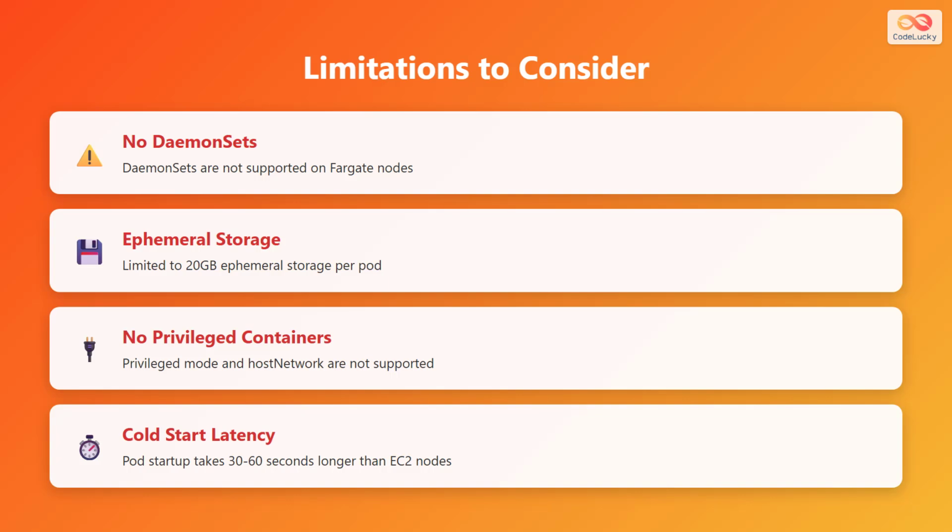Third, privileged containers and host network mode are not supported due to security isolation requirements. Finally, cold start latency is a consideration. Pods take approximately 30 to 60 seconds longer to start on Fargate compared to EC2 nodes, because Fargate must provision the underlying infrastructure for each pod. For latency-sensitive applications, this startup time should be factored into your architecture.